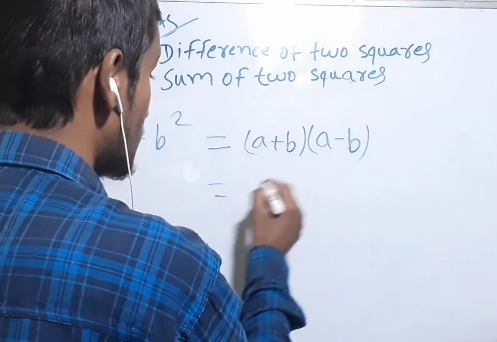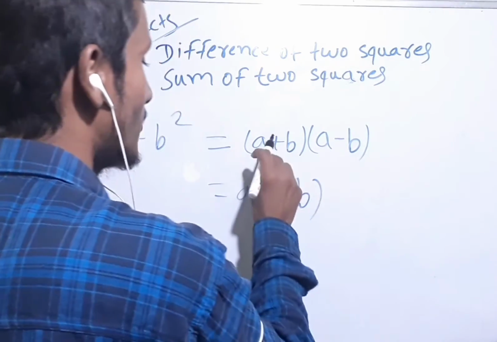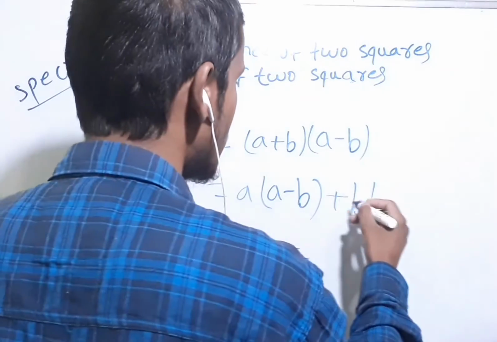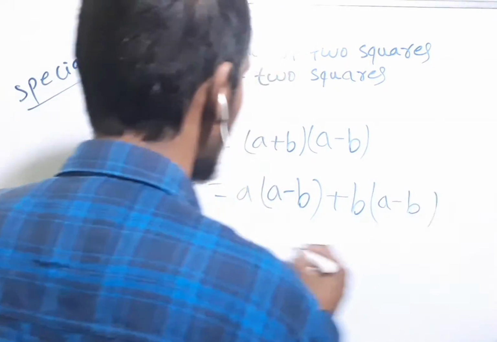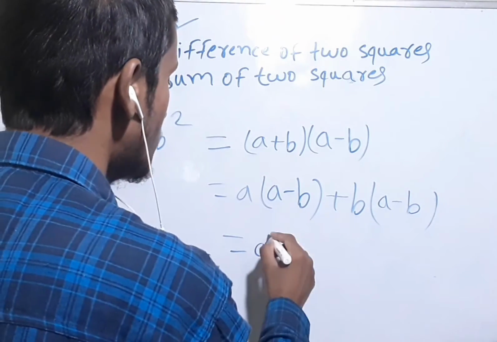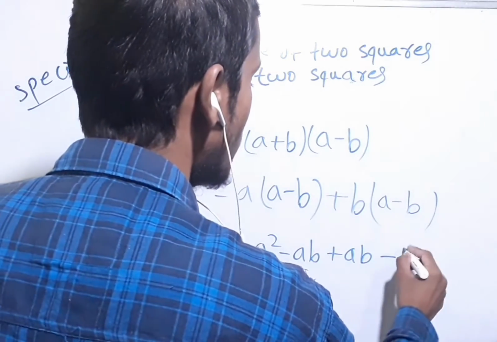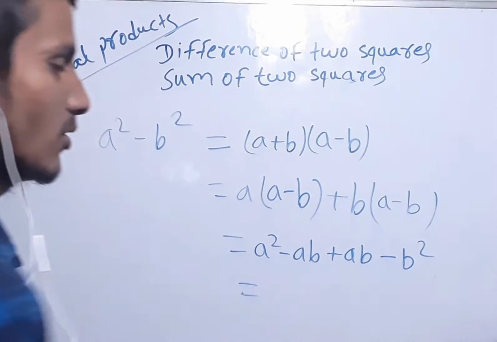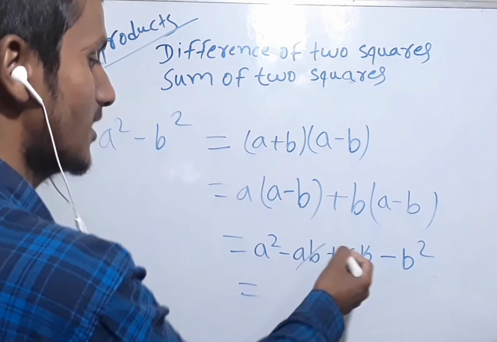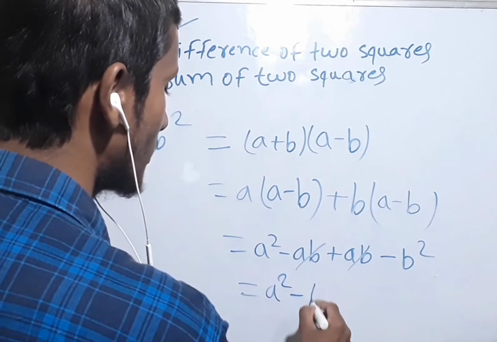Simplify this. You're going to get a times a minus b. You have distributed this into this whole. You should be familiar with this process by now, because it's been quite a long time since we have been doing all of these. So this will be a squared minus ab plus ab minus b squared. Now these two will cancel out, because you have minus here and plus here, as you might know already. So you will be left with a squared minus b squared.